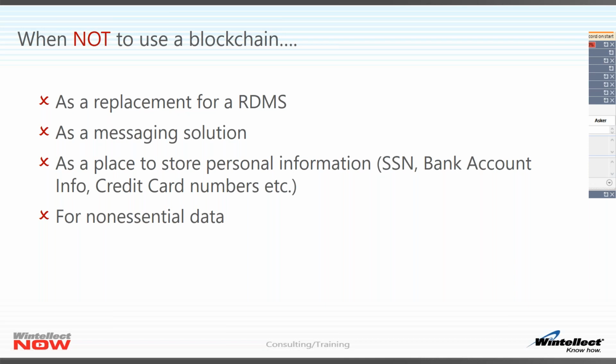And again, as I've mentioned in the previous use case, you wouldn't want to store personally identifiable information, or PII data, like social security numbers, bank accounts, credit card numbers, and so on. However, that doesn't mean that you can't store information about transactions that use these things on a blockchain.